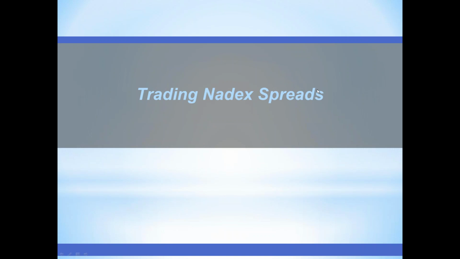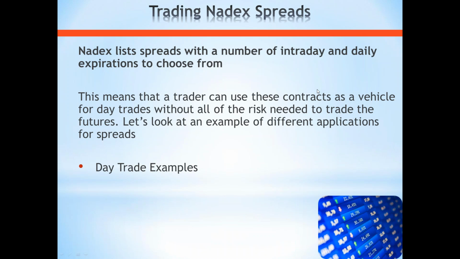So let's go over an example here. Nadex lists spreads with a number of intraday and daily expirations to choose from. So that means that I can use these contracts as a vehicle for day trades without all the risk needed to trade the futures. So we'll look at a couple of examples here, and we'll jump into live examples in a second.